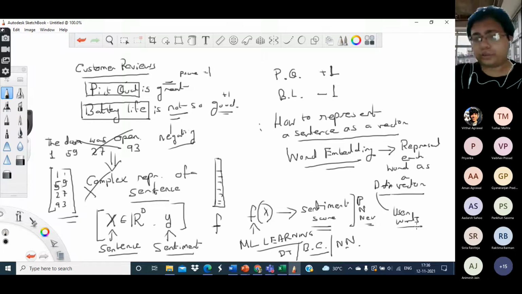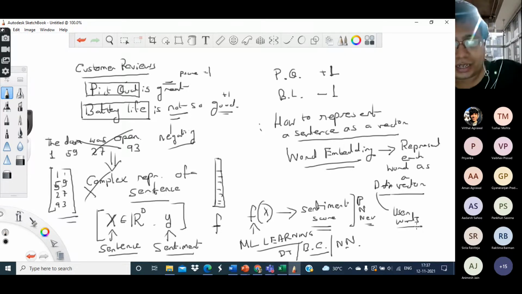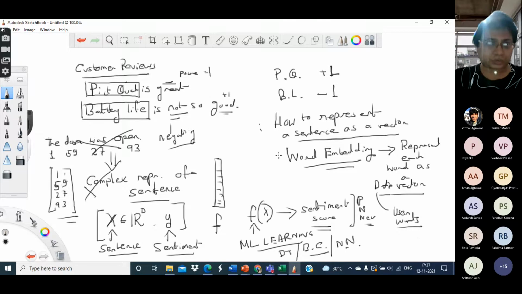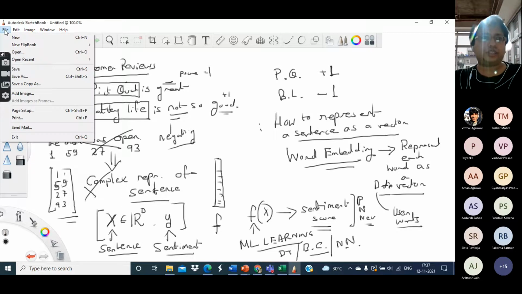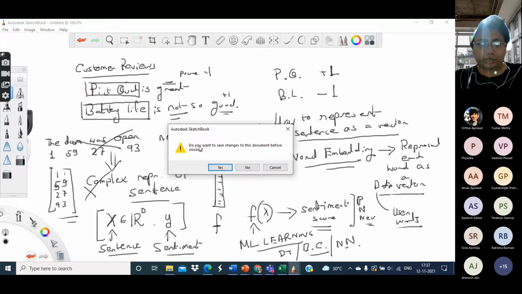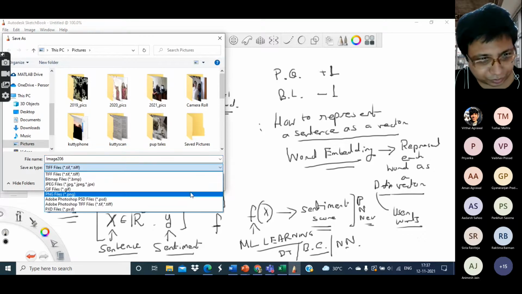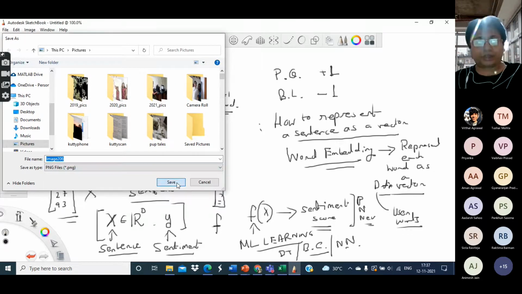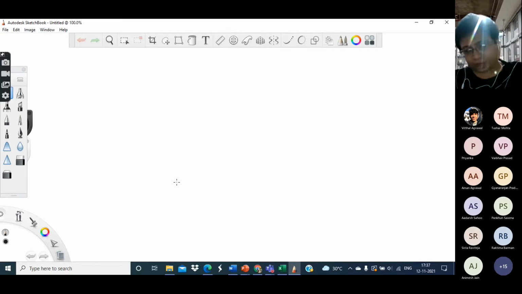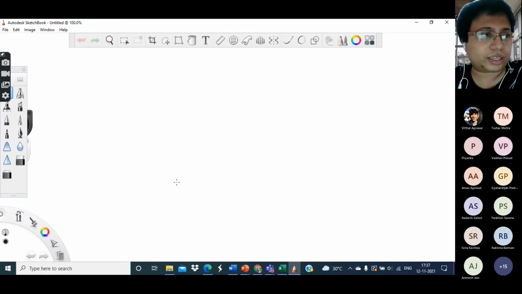Now what we are going to briefly discuss is how to do this word embedding, that is, how to represent a word as a d-dimensional vector. There are very well-known algorithms which do that. We will not go into details of any algorithm, but first of all let's try to understand why at all I want to represent a word as a vector, or what may happen if I do.